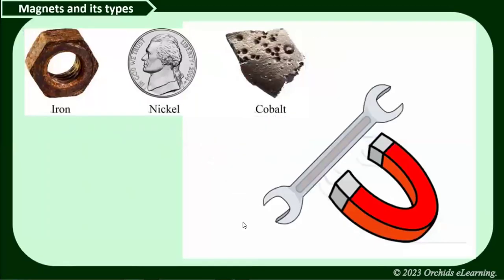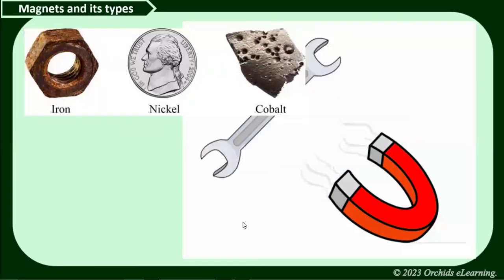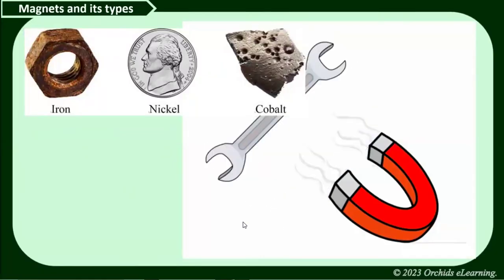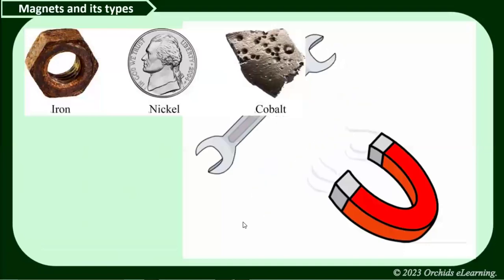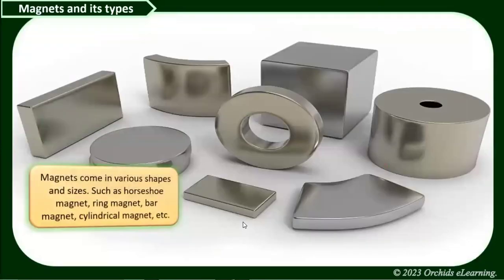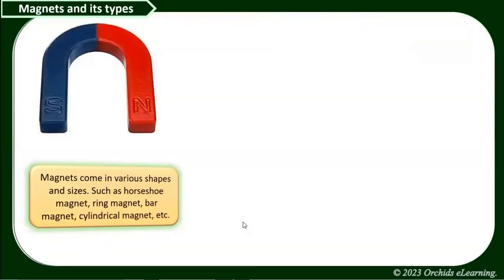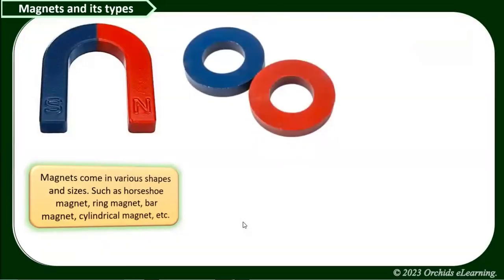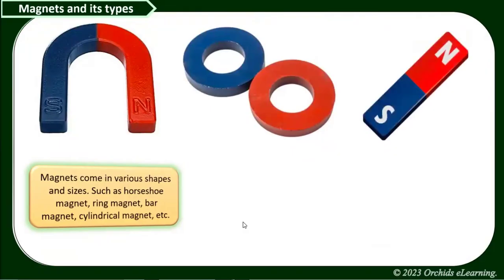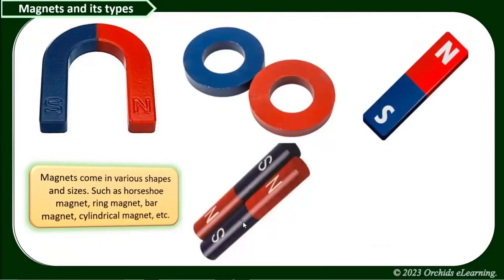A magnet attracts objects made of certain substances such as iron, cobalt, and nickel. Magnets come in various shapes and sizes, such as horseshoe magnet, ring magnet, bar magnet, cylindrical magnet, etc.